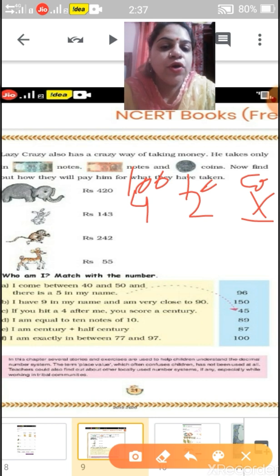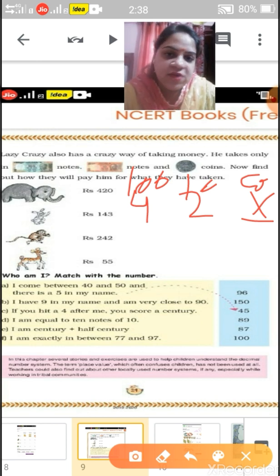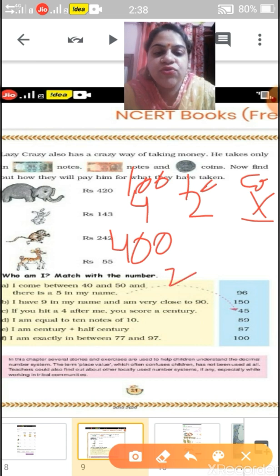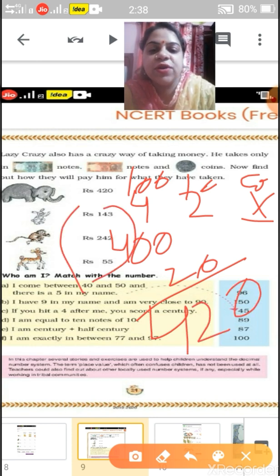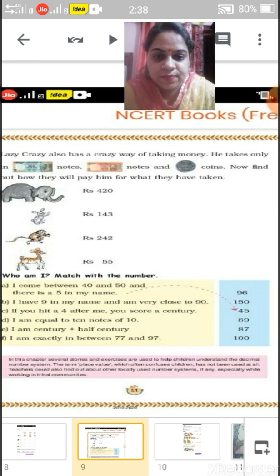Now for 2 they were using 10 notes and for coins they were using nothing. For example, 4 into 100 is equal to 400. 2 into 10 is equal to 20 and it will come 420. Okay children, rest you will do. This is your homework. Understood?